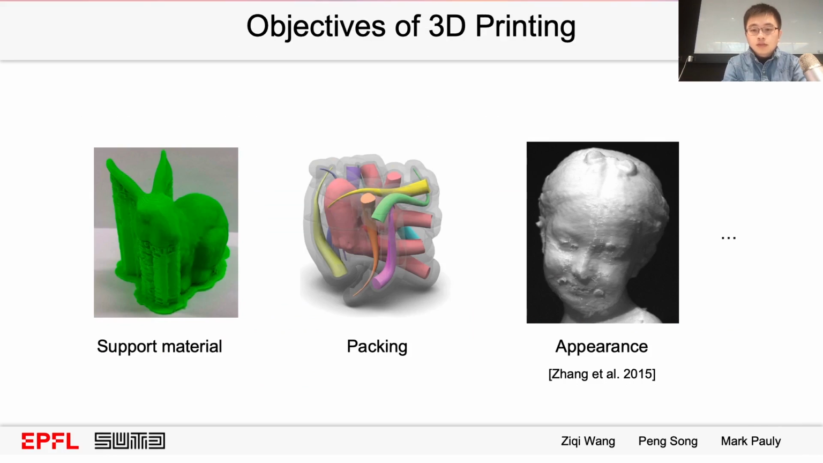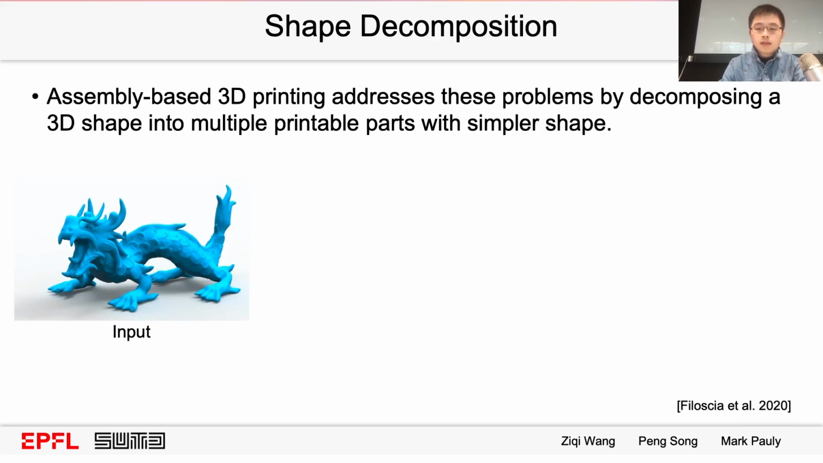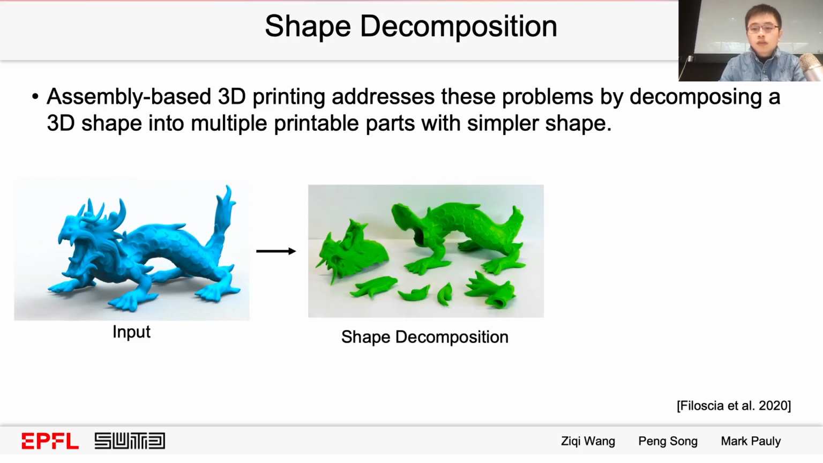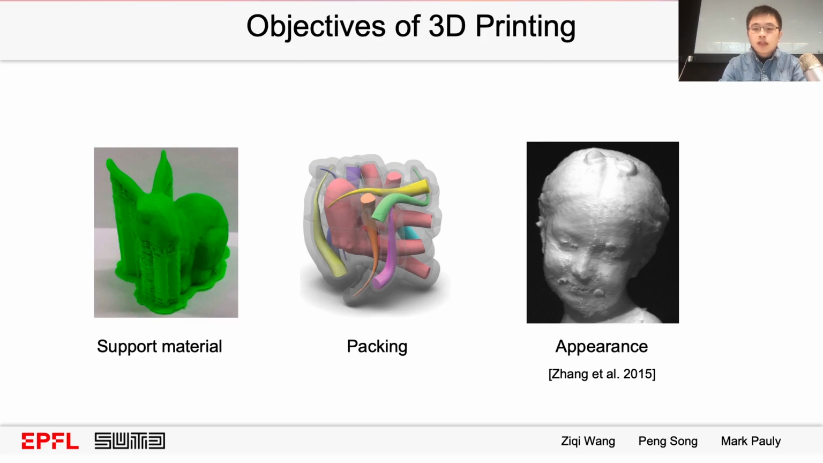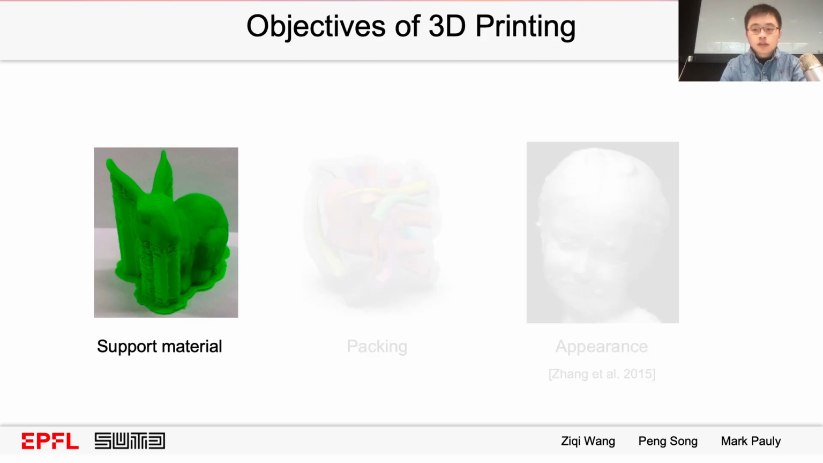For assembly-based 3D printing, our goal is to design an assembly which has less spot material, higher packing efficiency, and less appearance damage compared with printing in one piece. The core methodology is shape decomposition, which splits the input shape into printable parts with simple shapes and then assembles the parts to obtain the target assembly. Let's first see how to reduce the spot material by using shape decomposition.